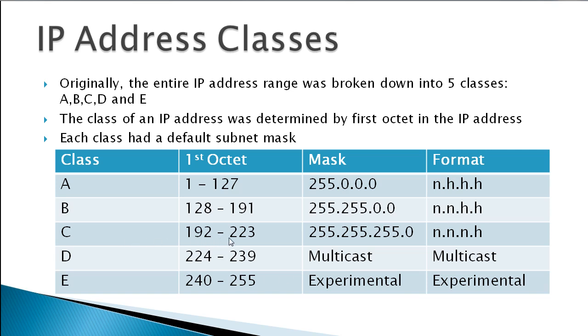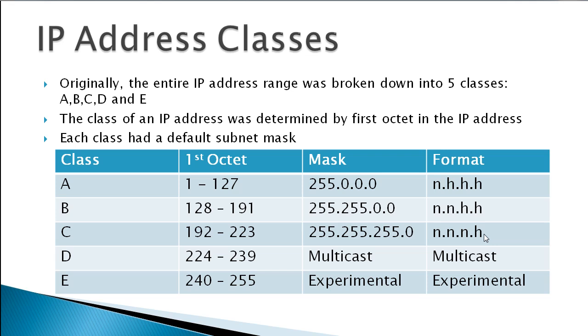Class C, 192 through 223. This time the mask 255.255.255.0. So with this one, that meant the first 3 octets now were for the network and the last one for the host. So with the Class C, we had a whole bunch of Class C addresses, but within each Class C, we didn't have very many hosts inside each network, only about 255.